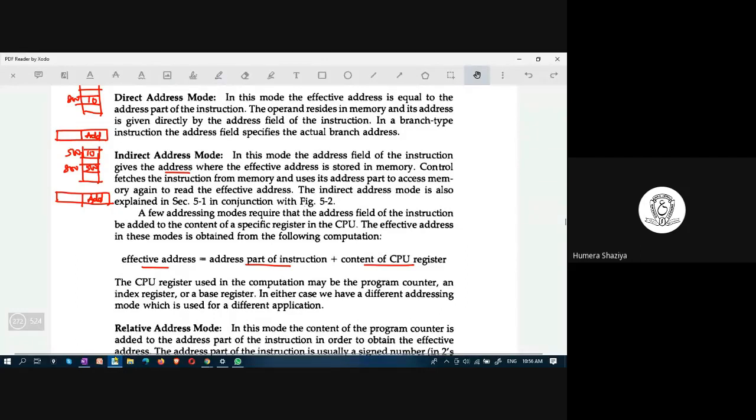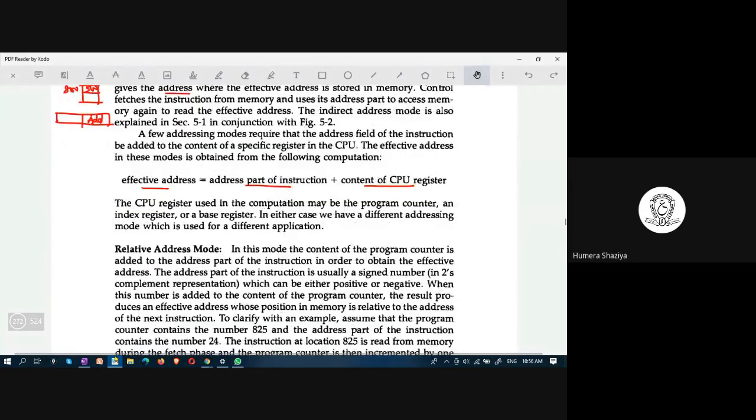The following addressing modes are a little bit different. How to evaluate the effective address is given here in the form of this equation. To obtain the effective address, you have to add the address part of the instruction, which is in the instruction, with the contents of the CPU register. In the CPU register you will have some value. You add this 800 with, suppose the CPU register is 100, you add both to get the effective address. Effective address is the address of the operand.